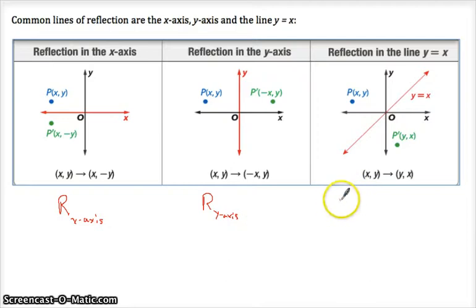And reflection over the line y equals x. Believe it or not, you can actually put an equation in the subscript, and that means that's the line you use for reflection. And these are on here because, again, they are very common. The blue ones here are always the pre-image. We're starting from some generic point x, y.